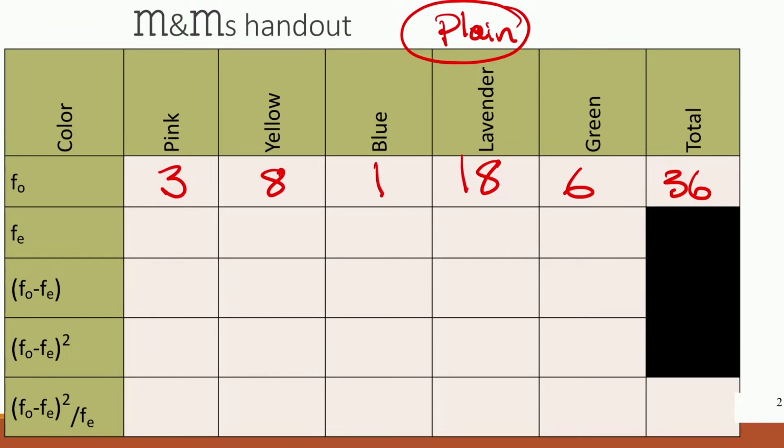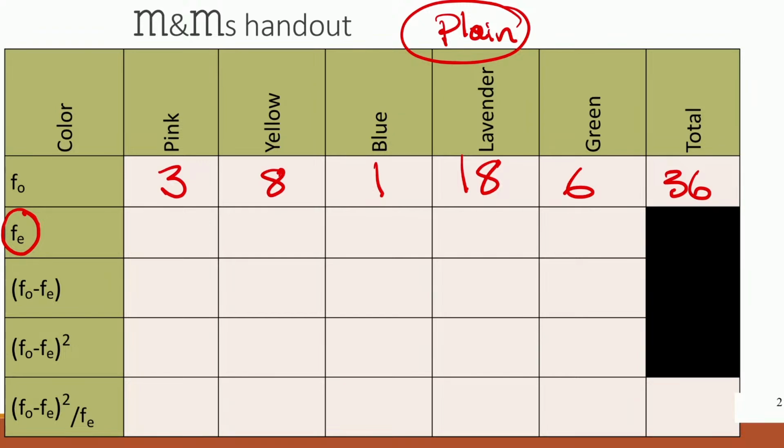Next, you're going to want to whip out a calculator because you're going to have to compute the expected number. Now, the expected number, it says FE. That just means the frequency that we expect. That's the frequency we would expect if the M&Ms were equally distributed among all the colors. You might say, well, but they're clearly not. I only got one blue M&M.